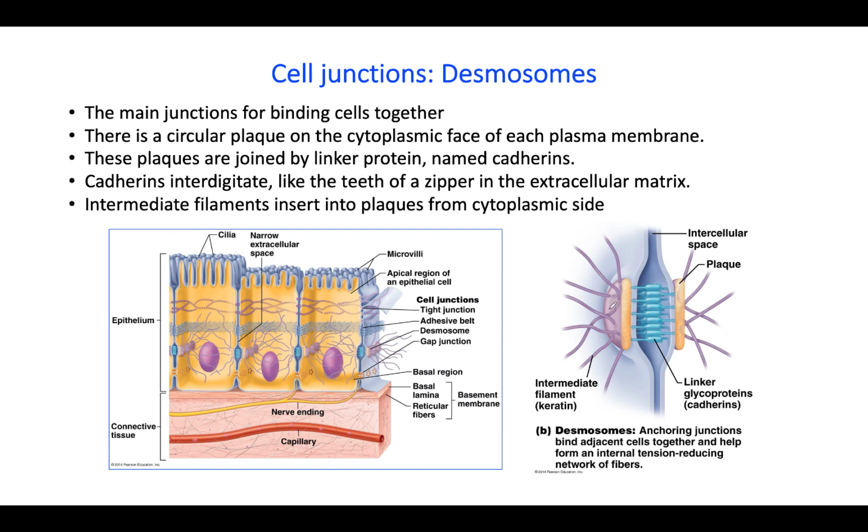The other side of the plaque binds, this time, to intermediate filament. Intermediate filament is one type of cytoskeleton. Okay? Therefore, intermediate filament also supports this plaque. So this kind of configuration influences the shape and folding of the epithelial tissue.